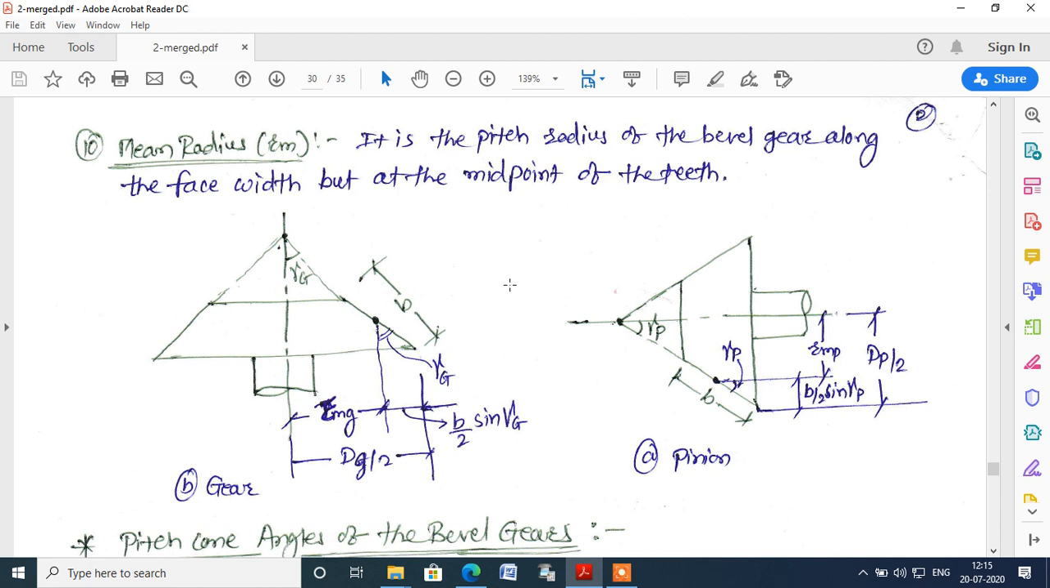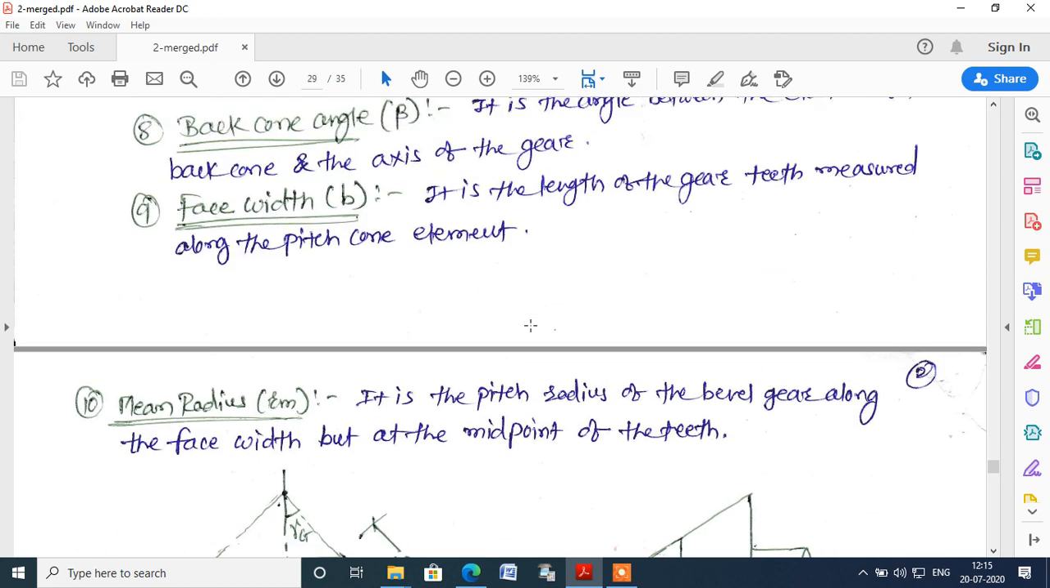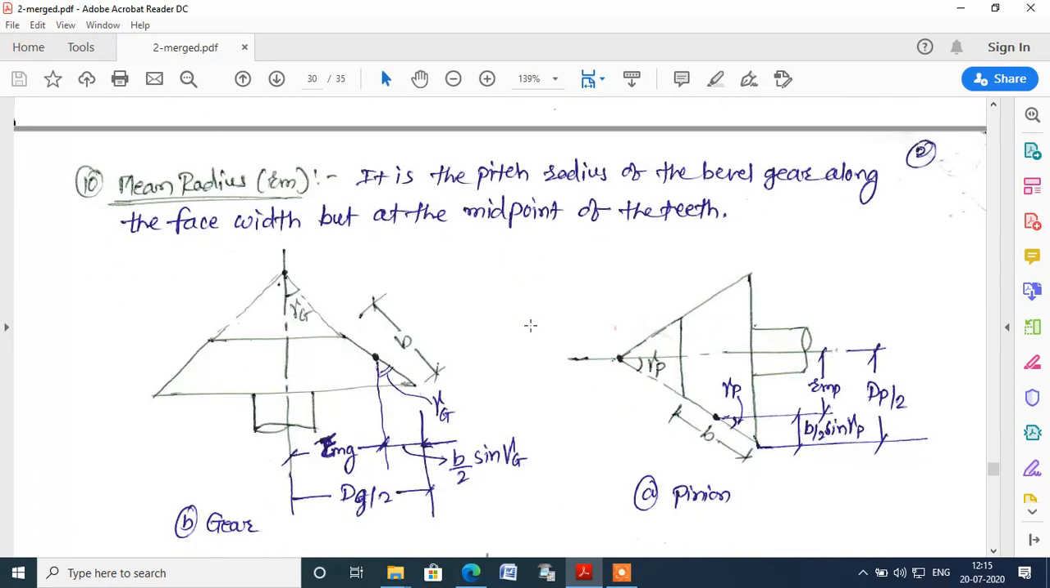Continuing from the last lecture, now we have to see pitch cone angles, how to find out pitch cone angles. So last class we have seen the face width, that is B. It is the length of the gear teeth measured along the pitch cone element.